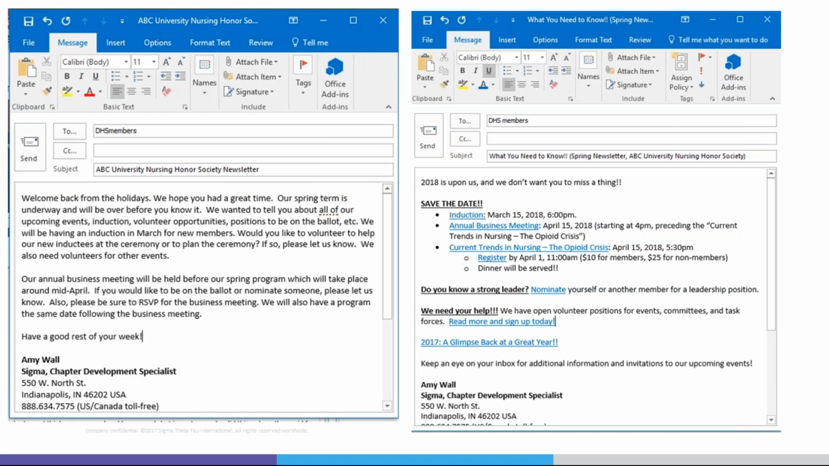There's also a second call to action, we need your help, with a short description of some volunteer positions available, and again, a link for more information. Also included is a link to a recap of what happened the previous year, instead of including it within the larger body of text with the photos in the email. In the message on the right, the reader can easily identify the important information and then choose for themselves if they want to delve further into any subject.